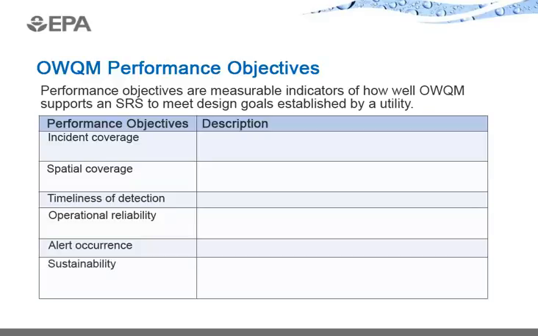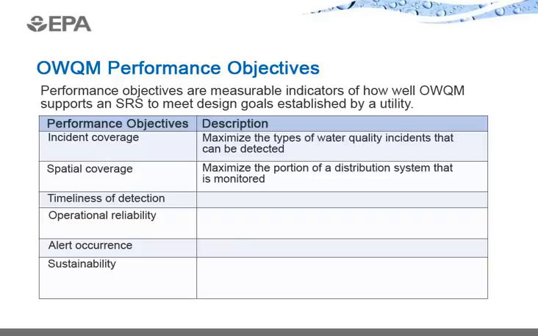OWQM supports these objectives in a number of ways. For incident coverage, OWQM helps to maximize the types of water quality incidents that can be detected. Water quality changes that can be detected by OWQM are determined by the parameters monitored. For spatial coverage, OWQM helps to maximize the portion of a distribution system that is monitored. The area monitored by OWQM is determined by the number and location of monitoring stations.